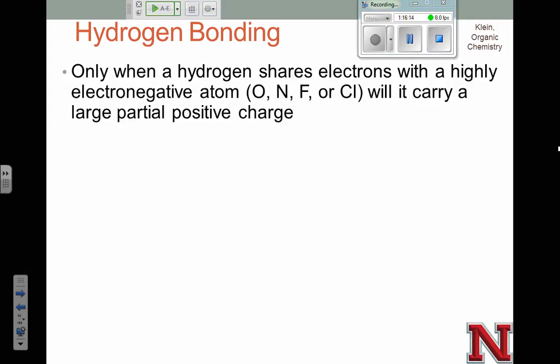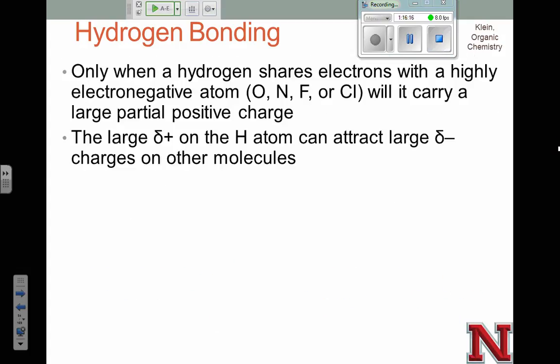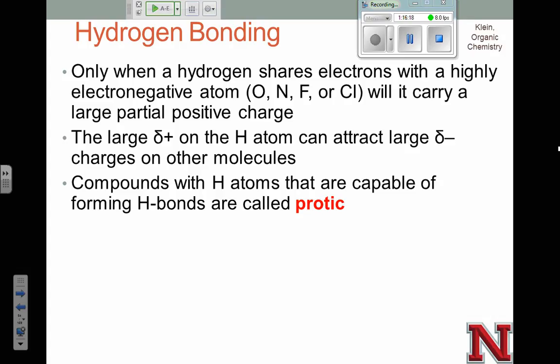So only when the hydrogen bonds share electrons will that happen, but it's also additive. The more you have, the more you can have sharing. And compounds that have H atoms that are capable of forming hydrogen bonds are called protic. These are also typically capable of donating a hydrogen through acidity.